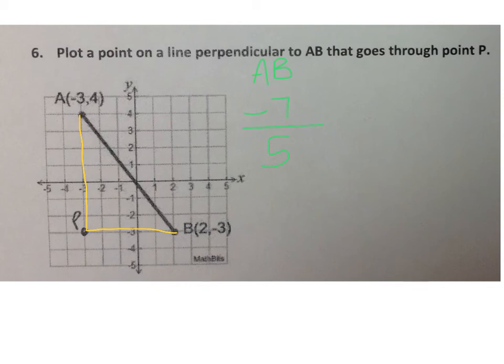But we want the line that's perpendicular to AB. So I know the perpendicular slope means flip it and negate it. So when I flip it and negate it, it will be a positive 5/7. So now we are going to start at point P and use our slope of 5/7. That means go up 5, 1, 2, 3, 4, 5, and over to the right 7, 1, 2, 3, 4, 5, 6, 7, and put a dot, and that is all I need on that problem.